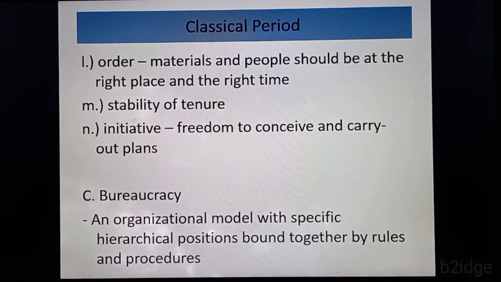Then the stability of tenure. And then the initiative, the freedom to conceive and carry out plans. Then on the bureaucracy, it's an organizational model with specific hierarchical positions bound together by rules and procedures, and the greatest example for this is our government.